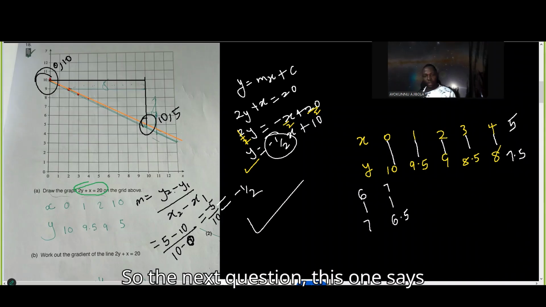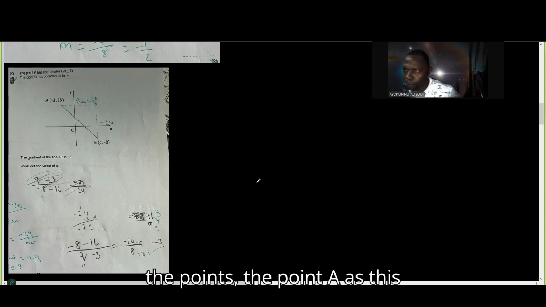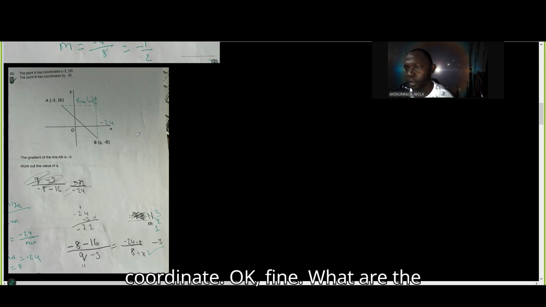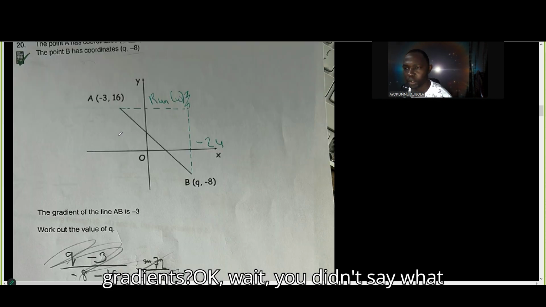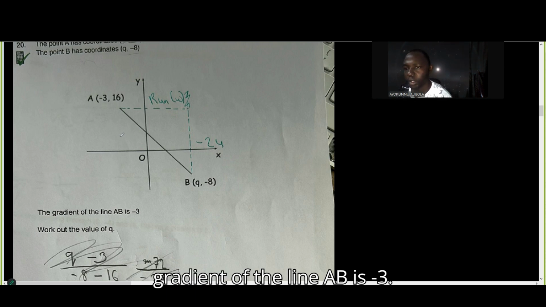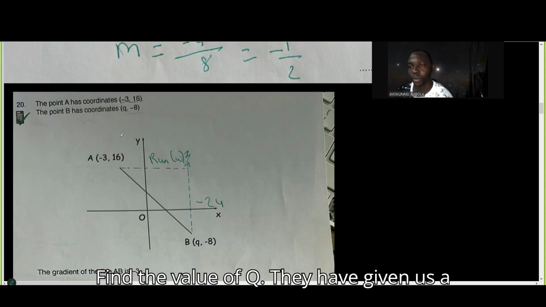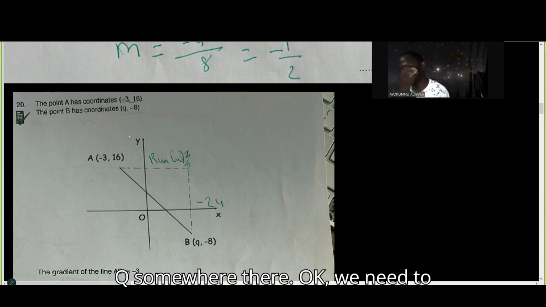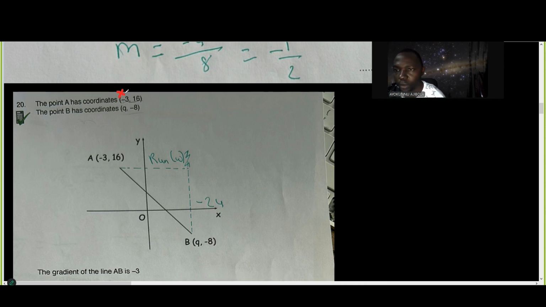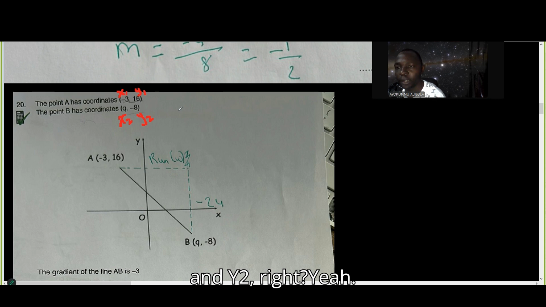Okay, the next question. This one says the point A has this coordinate and point B has this coordinate. Okay, fine. Work out the gradient. Okay, wait. It didn't say work out the gradient. It said the gradient of the line AB is -3. Find the value of Q. They have given us a Q somewhere there. We need to identify our x1, y1, x2, y2. So this is x1, y1, x2, and y2, right?